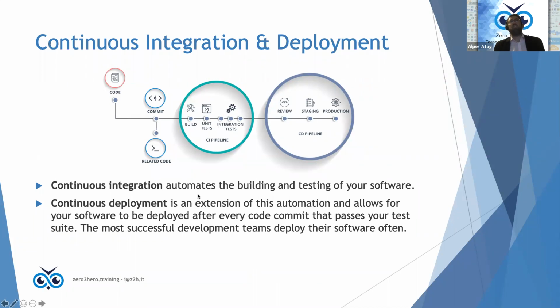So basically, continuous integration automates the building and testing of your software, and continuous deployment allows you to deploy your software to other staging environments and production. So it allows you to deploy your software easily, and it allows you to review your code, because ideally, all of these environments, both staging and production environments, must have the same code base.